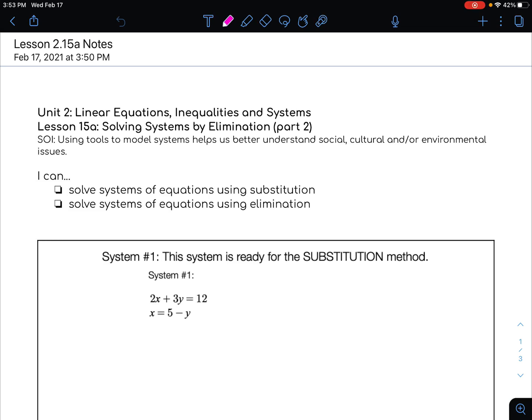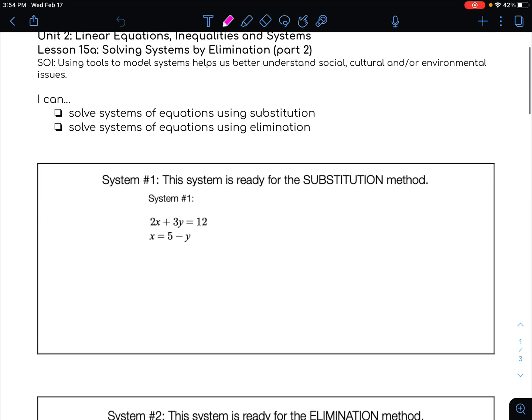Let's go ahead and do even more clarification and practice around solving with elimination, but also reflecting back on our work with solving by substitution and elimination. And so we have 5 systems here, and we're going to start off with the one where it says system number 1, the system is ready for the substitution method. So let's think about why that is the case.